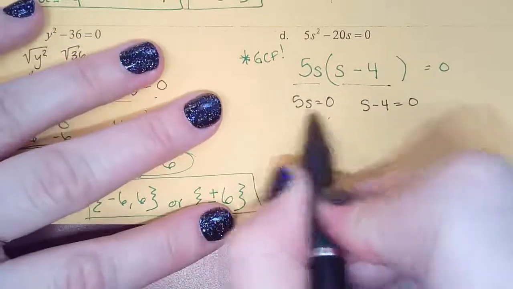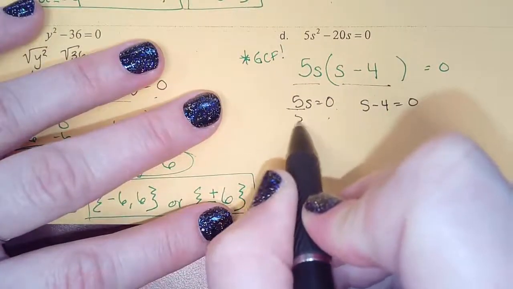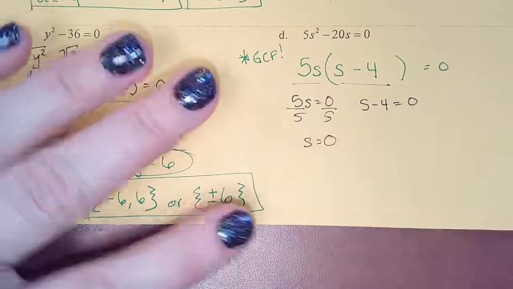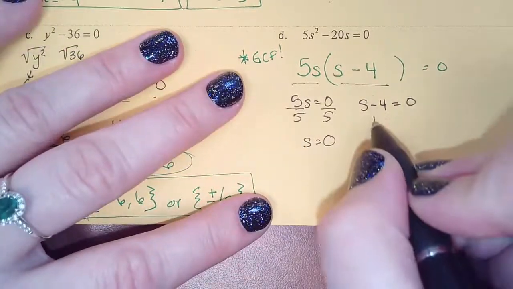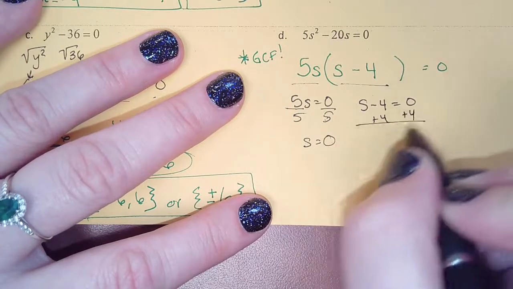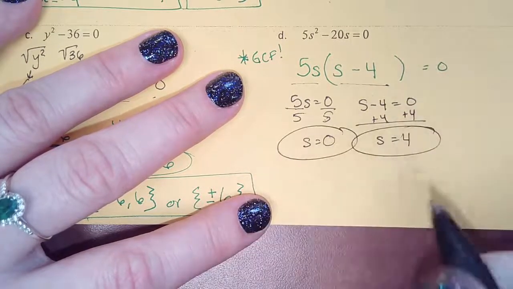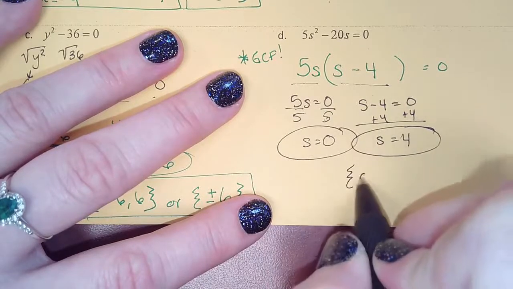So here, divide by 5 on both sides. So s equals 0 divided by 5, which is 0. Here, add 4 to both sides. s equals 4. Two solutions: 0 and 4.